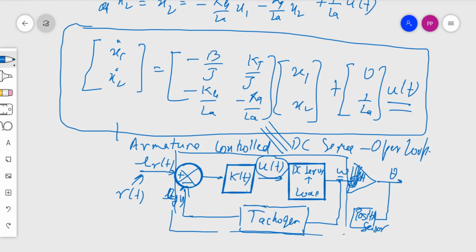With this information, we are going to introduce the idea of eigenvalue in the state space model.